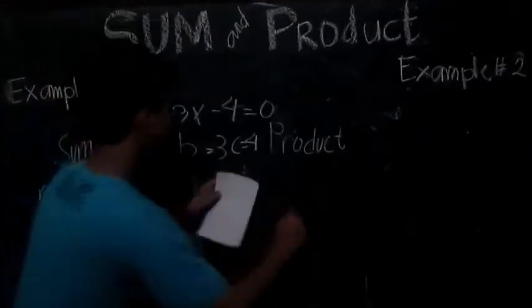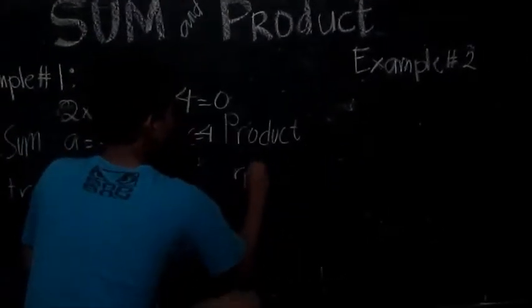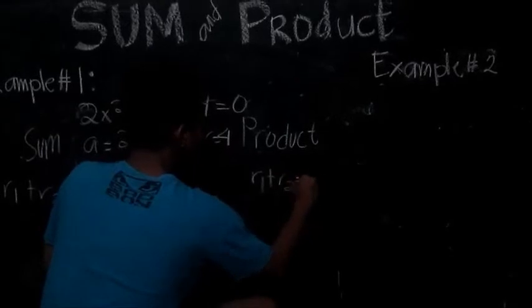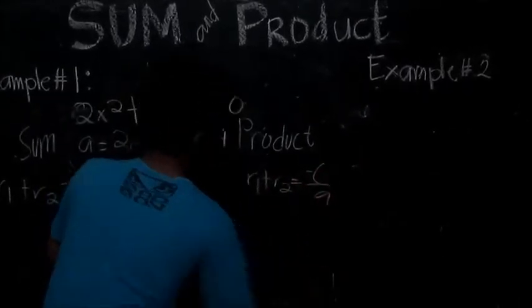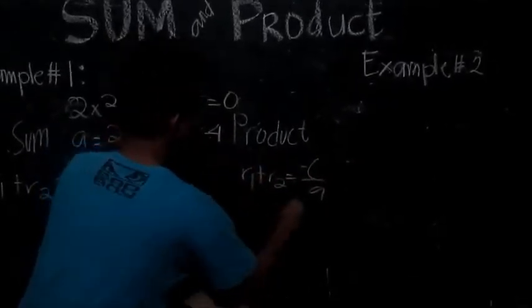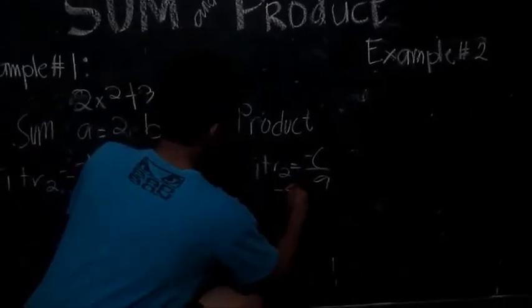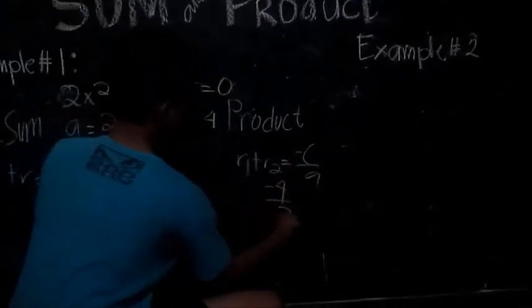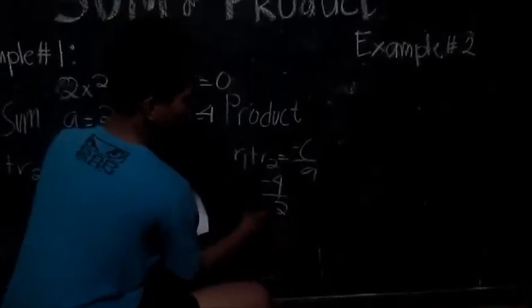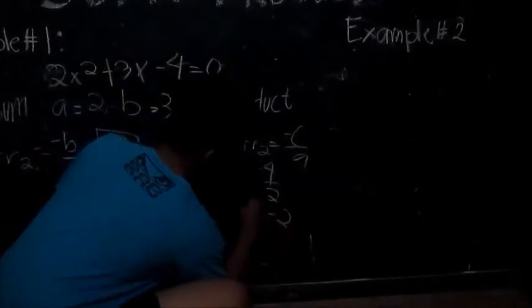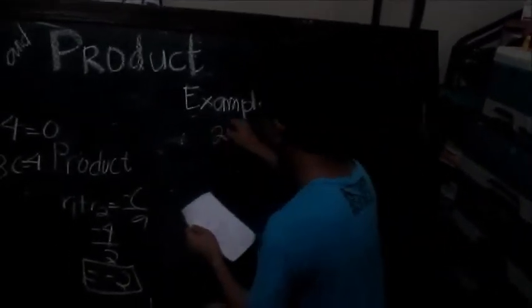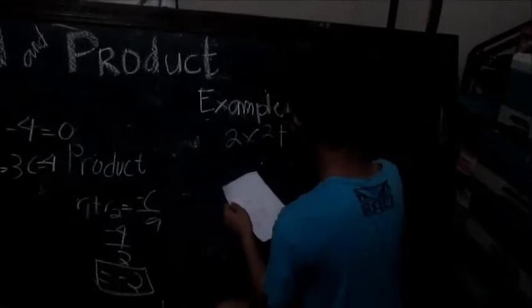While in the product, we have the formula of root 1 times root 2 equals c over a. So the c here is negative 4 over 2. So negative 4 divided by 2 is equal to negative 2. So that is the product. So here in example number 2, we have the equation of 2x squared plus 5x minus 8 equals 0.